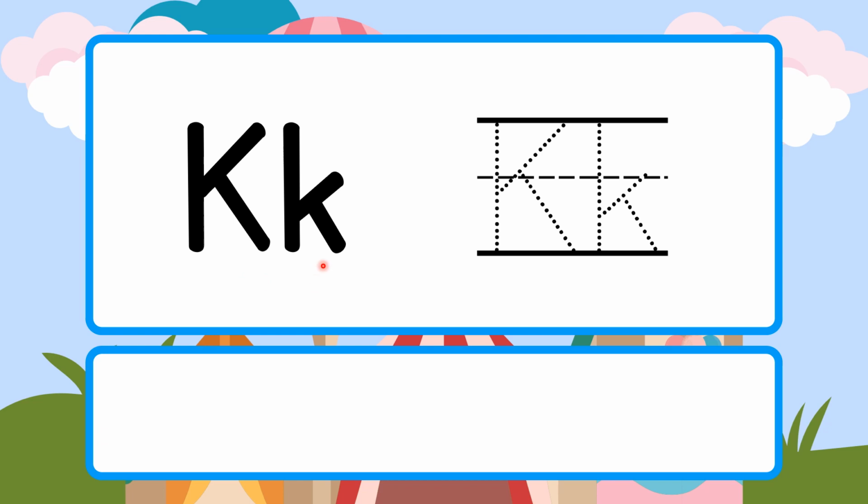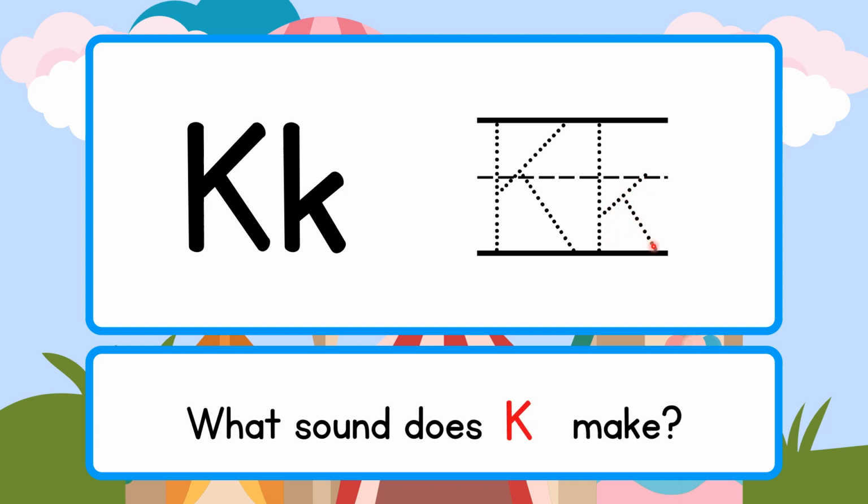How to write letter K? Start here, 1, and then 2, and then 3. Small letter K, start here, 1, and then 2, 3. What sound does K make? K says K, K.